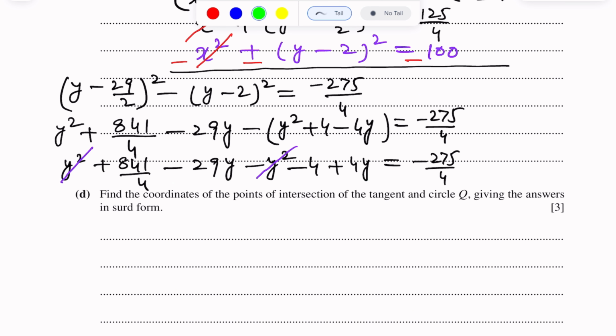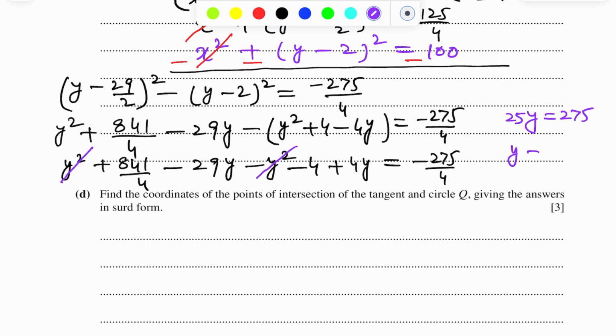Finally, simplifying these terms, we get minus 25y is equal to minus 275.